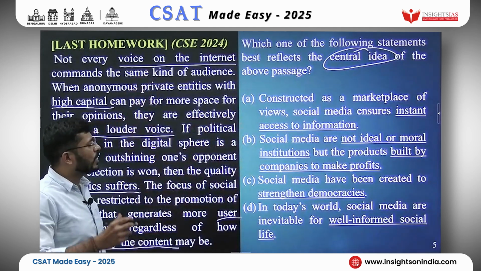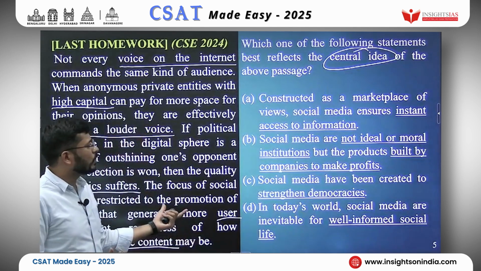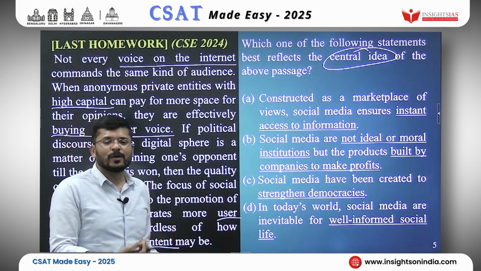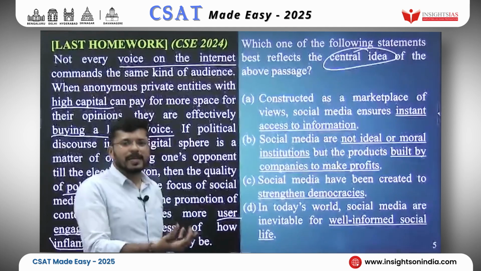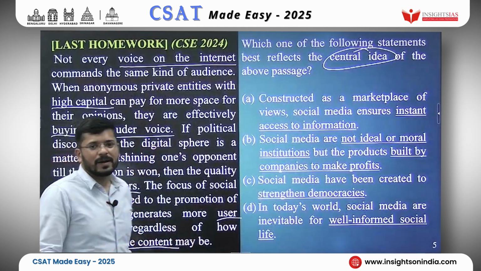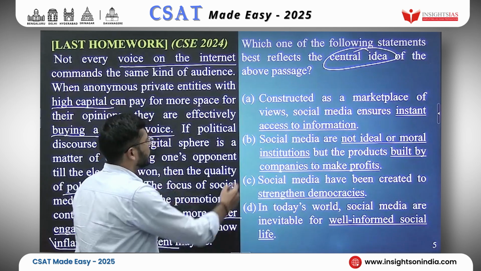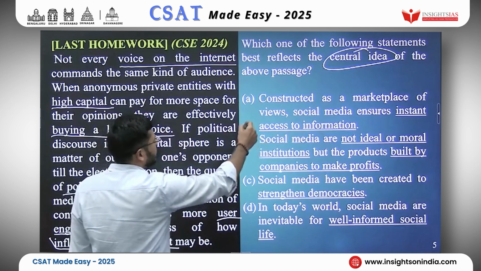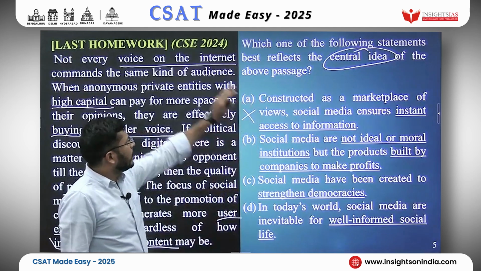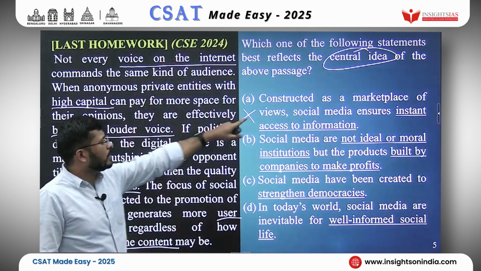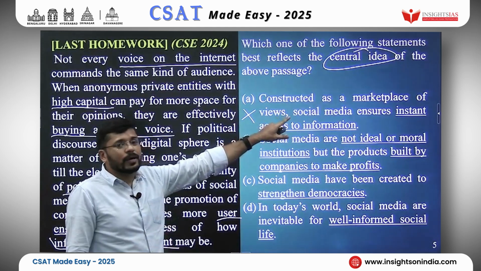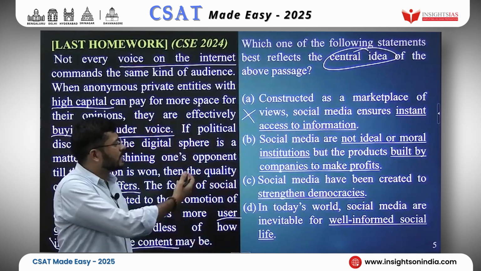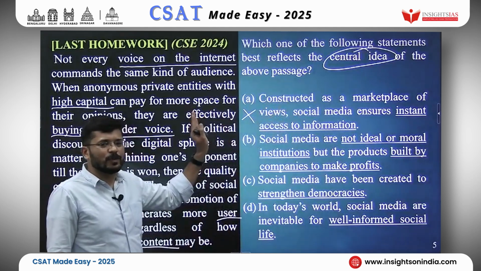This passage is talking disapprovingly about voices on the internet being bought by capital, and social media companies concentrating on user engagement rather than avoiding inflammatory content. They are concentrating only on user engagement. So, however, this option says constructed as a marketplace of views, social media ensures instant access to information. We will reject this one because the passage is talking disapprovingly about social media, but this is talking in a neutral or positive way, as though social media is a good thing because it is giving information. Because it does not agree with the tone of the passage, we will reject this one.